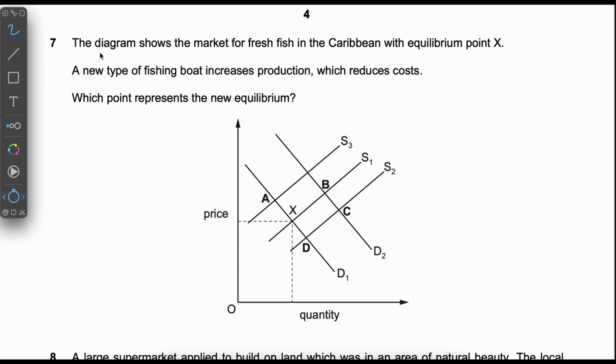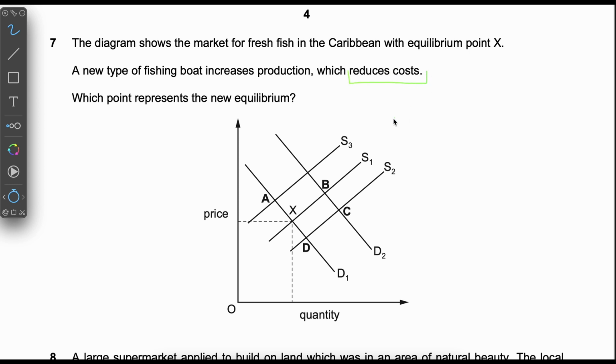Okay, on to question 7. The diagram shows the market for fresh fish in the Caribbean with equilibrium point X. A new type of fishing boat increases production, which reduces costs. Which point represents the new equilibrium? Okay, so again, similar to the last question, we're going to work step by step, except there's only one step involved here. There's only one movement. So they've given us that information.